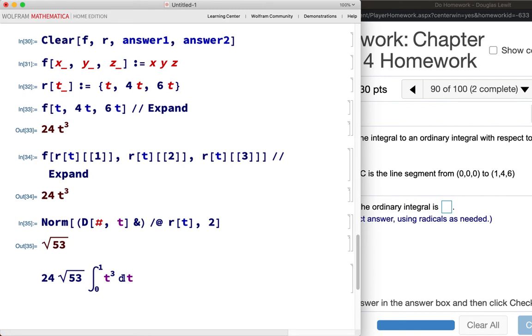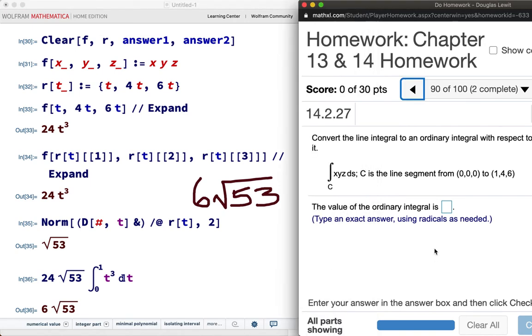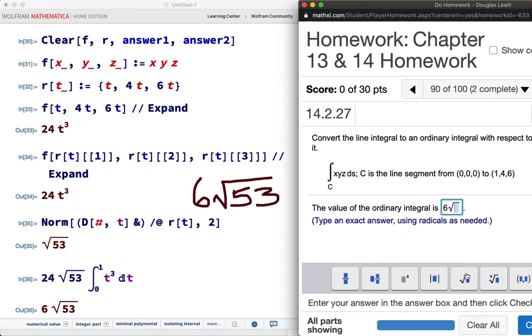And that's a pretty easy integral to figure out, because really this is going to evaluate to t to the power 4 over 4. The 0 part cancels out, and you're just going to have 1 to the power 4, which is 1 divided by 4. So actually, the answer is going to be 24 times the square root of 53 divided by 4. So I believe the answer should be 6 times the square root of 53. I'm pretty sure that's going to be the answer, but let's see if I'm right. Or maybe I'm wrong. Okay, so 6 times the square root of 53.